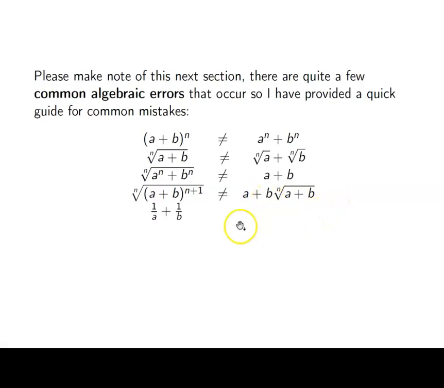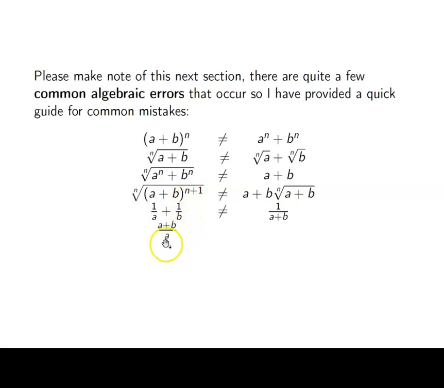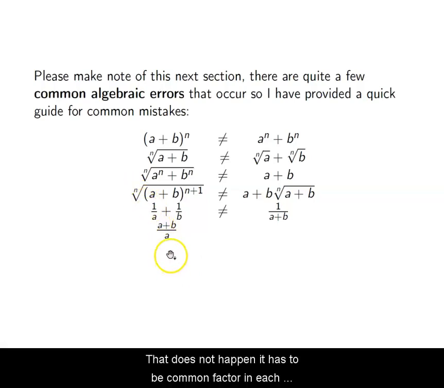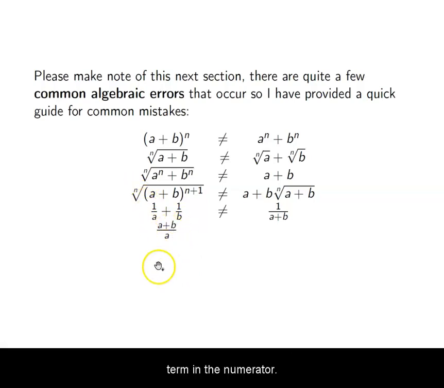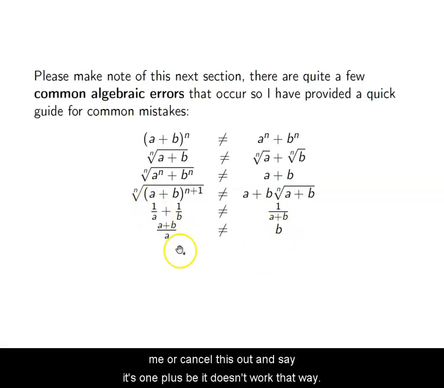That's different. Okay, 1 over a plus 1 over b is not 1 over a plus b. Remember, you have to make a common denominator. So you have to make this b over b times b. You have to multiply this times a over a. A plus b over ab, very, very common. I see differential equation students making this mistake. They'll just cancel out the a's here. That does not happen. It has to be a common factor in each term in the numerator. So you cannot cancel this out and say that it's just b, or cancel this out and say it's 1 plus b. It doesn't work that way.